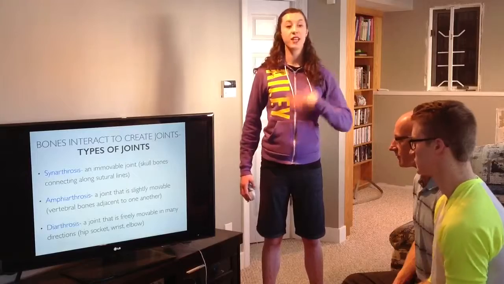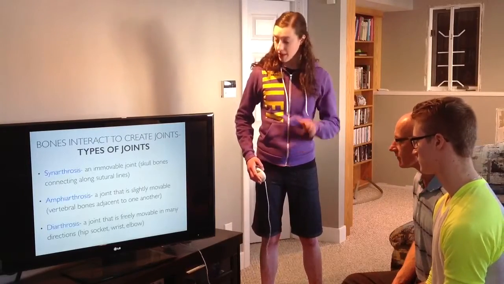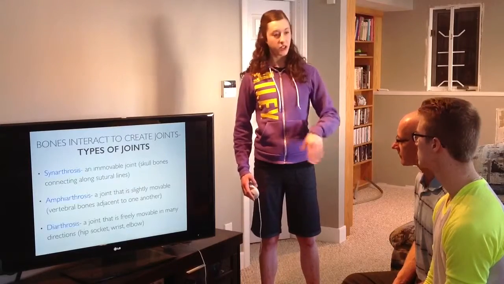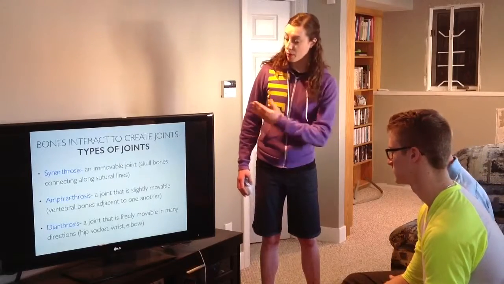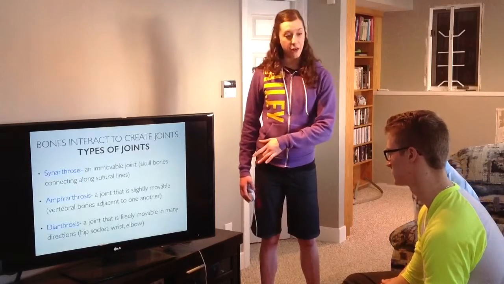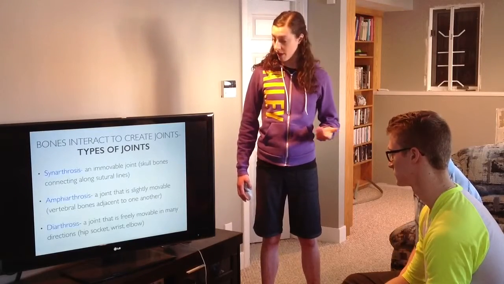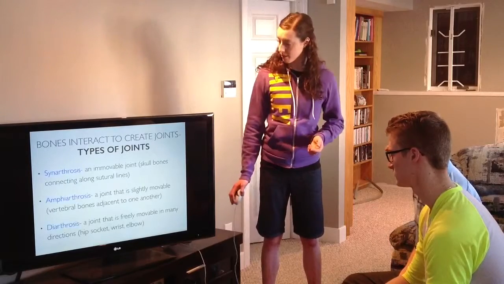So this is a freely movable joint, many directions of movement, and we would find this in our wrist, our elbow, our knee, 360 degrees of movement, very freely movable. So, for both our amphiarthrosis and our diarthrosis, so joints that allow slight movement or free movement, we have different types of movement that can occur at these joints.